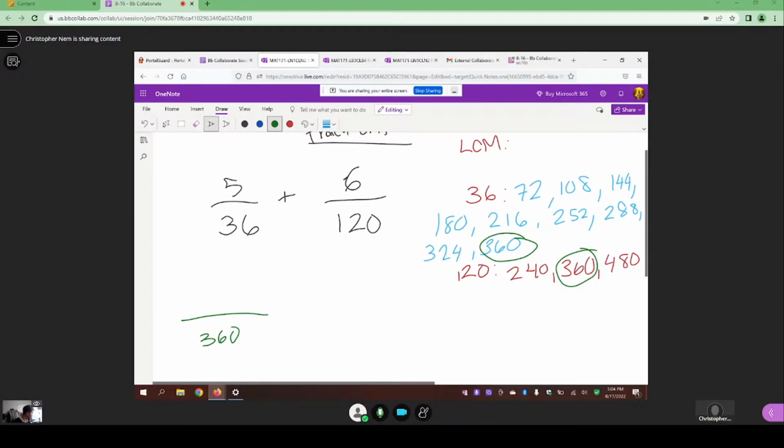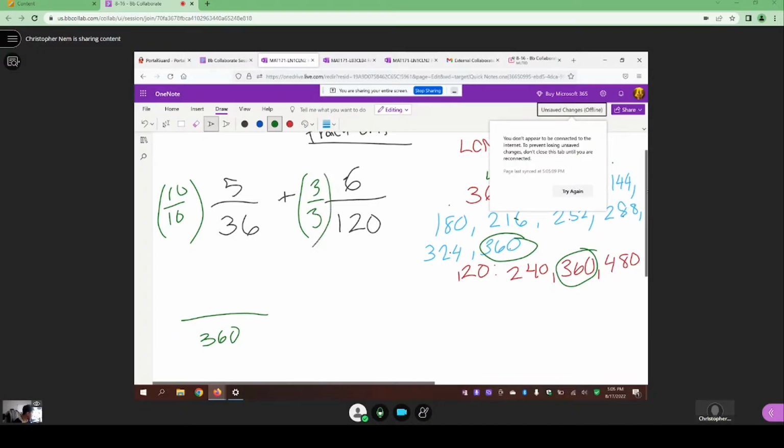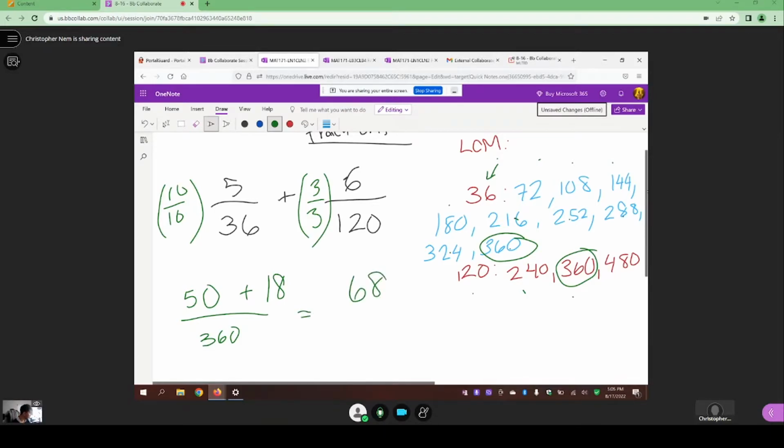Well, we did all this work. Why don't we just use what we have? 1, 2, 3, 4, 5, 6, 7, 8, 9, 10. There were 10 multiples. So let's just say we can multiply this guy by 10 over 10. And how many multiples of 120 to get to 360? Well, that's going to be exactly 3 times. 1, 2, 3. So now if I multiply them out, I get 50 plus 18. And if that's calculated, I get 68 over 360.